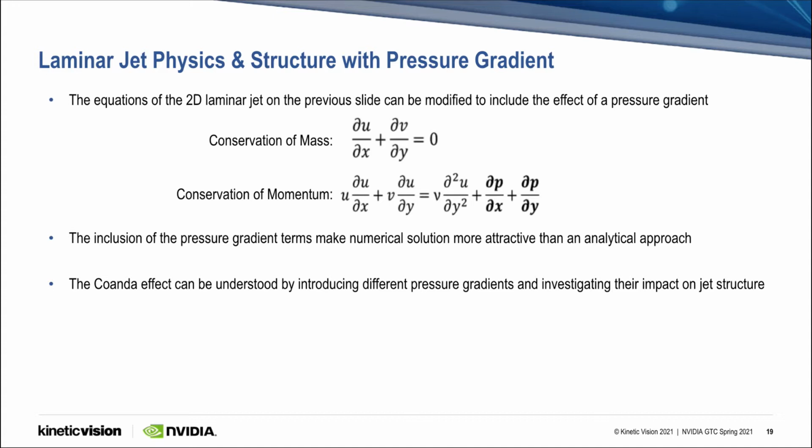Additionally, one thing of interest specifically within the context of the Coanda effect is what is the influence of a pressure gradient on the conservation of momentum equation in this 2D laminar system? So instead of going back to an analytical approach that's based on the similarity method, here we're going to use SimNet and its parametric design capability to explore different radii which would induce different pressure gradients within the system.